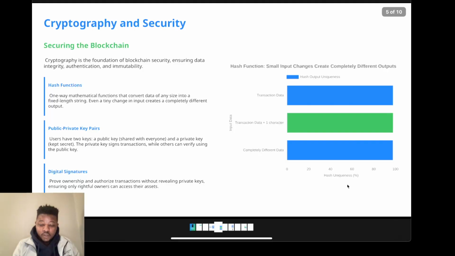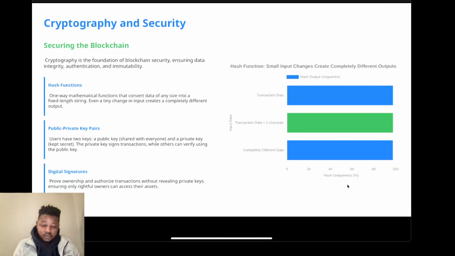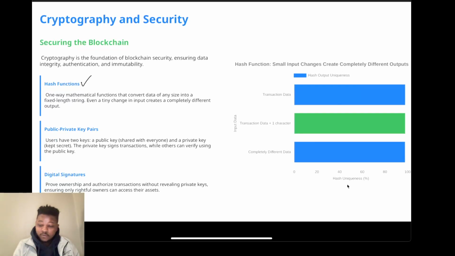Then we have another concept. We move on to another concept called cryptography. In this concept, we look at the way in which the blockchain is secured. Cryptography is the foundation of blockchain security, ensuring data integrity, authentication, and immutability. The key concepts that follow with cryptography and security are hash functions, public and private key pairs, and digital signatures.